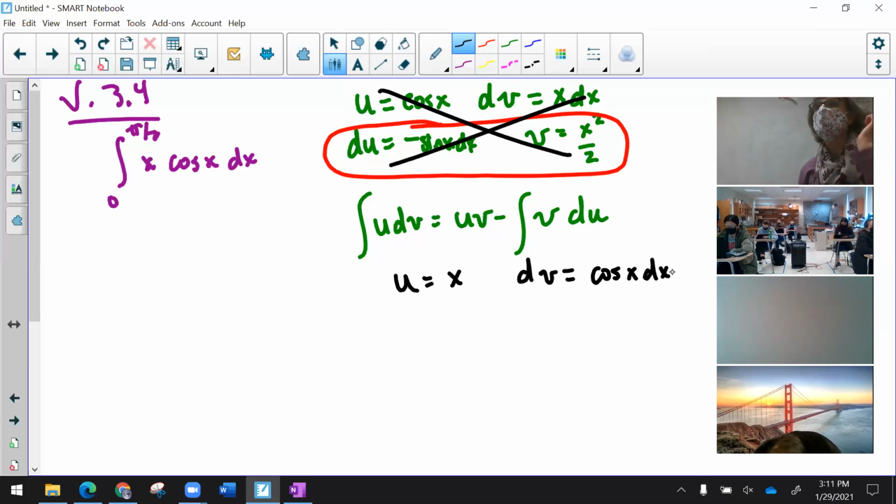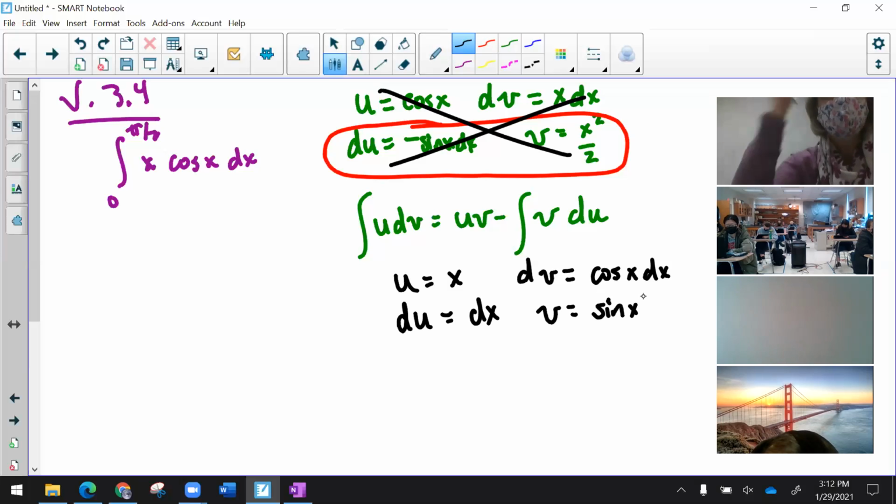Same thing with e to the x. The derivative of e to the x is e to the x. The integral of e to the x is e to the x. That's just going to keep coming back. So if we let u be equal to x, then du is dx. And if dv is cosine x dx, v is going to be sine x.